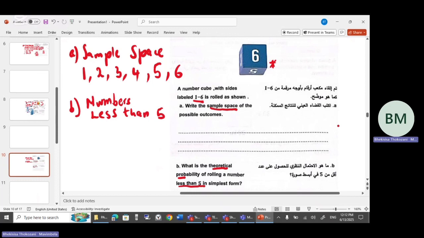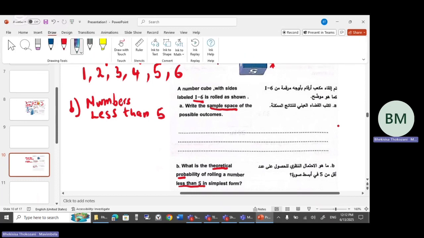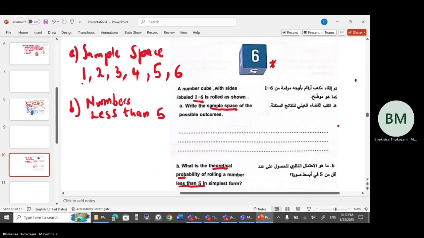So we can see here that 1 is less than 5. You can agree with me. 2 is less than 5. 3 is less than 5. 4 is less than 5. But 5 is not less than 5. It's exactly the same thing. It's equal to 5. They are equal. And 6 is more than 5. So 6 is not included.